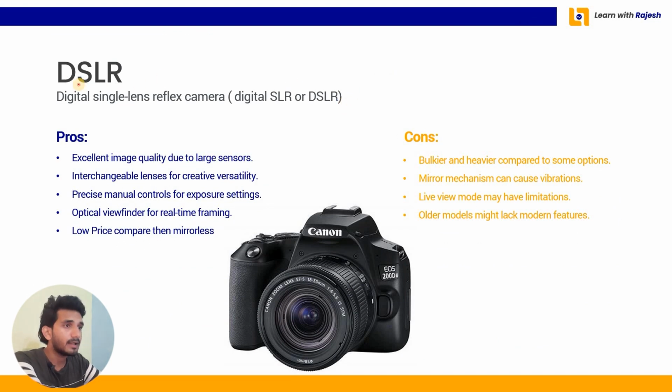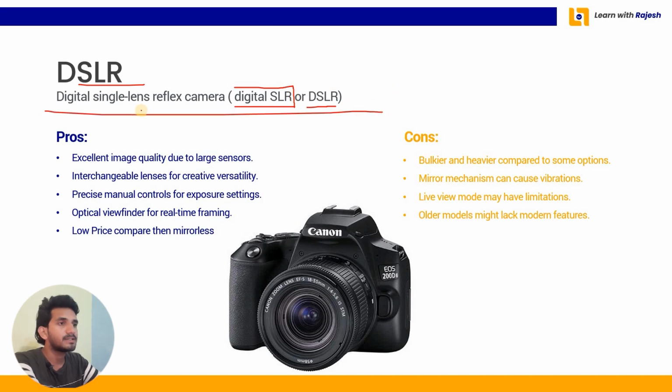So now we will know more about the DSLR, what are the pros and what are the cons. So what does DSLR mean? This is a digital single lens reflex camera, and if you look at Amazon, Flipkart, Reliance, or any other store, you will also see digital SLR, and somewhere they write DSLR. They are all the same, they are all digital single lens reflex cameras.